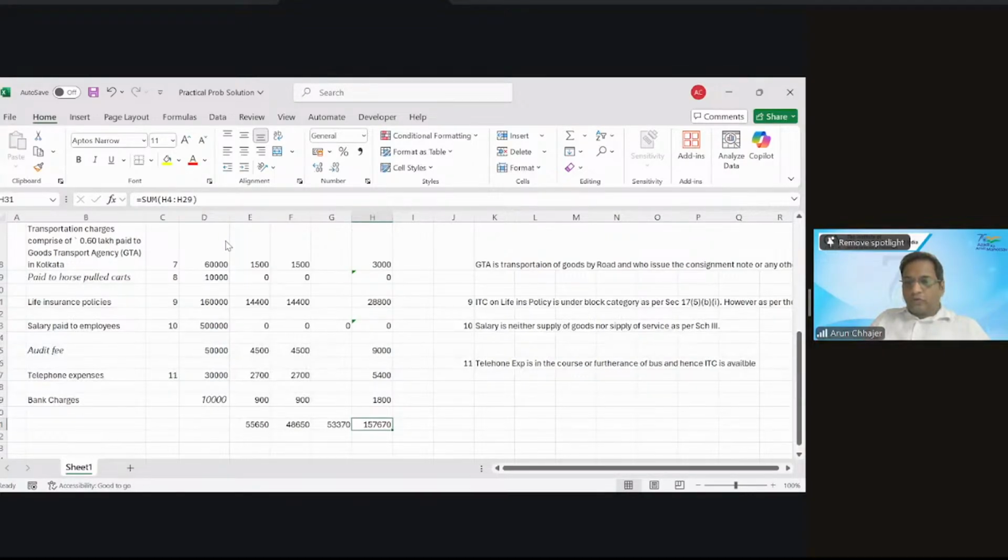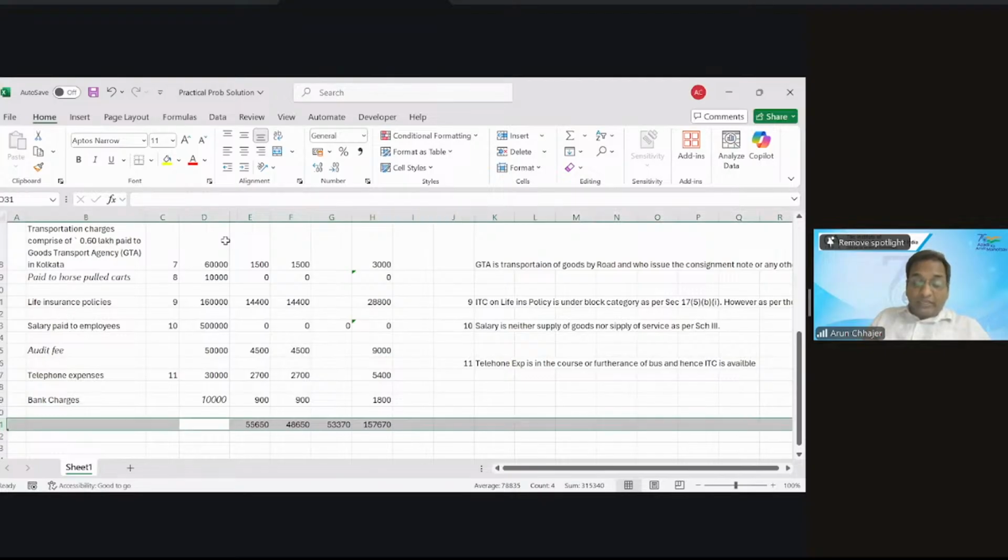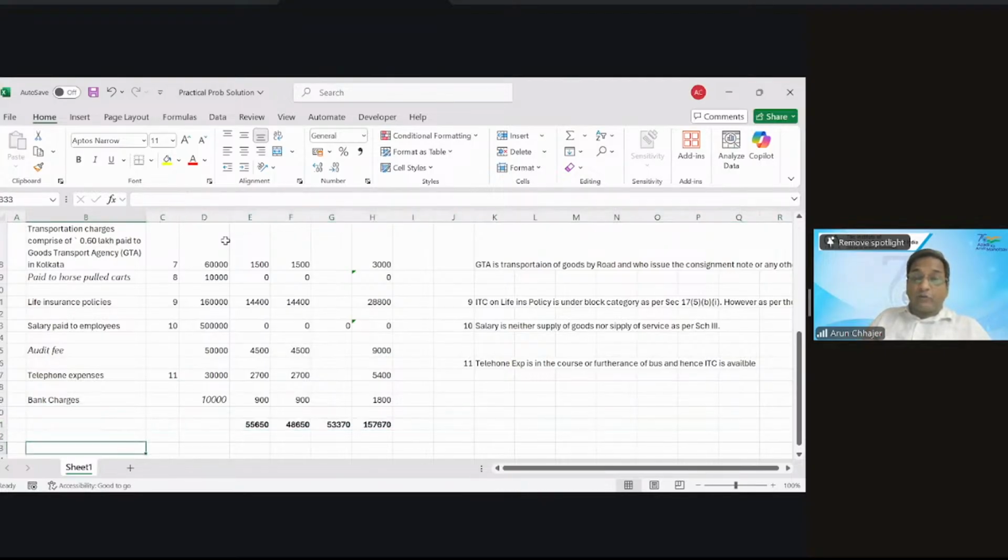So the answer as of now, not the final answer, is 55,650, 48,650 and 53,370. Total is 157. This is my total ITC available. Now we'll calculate the tax liability and then try to do the utilization. It will take another 10-15 minutes, so we'll take a break of 10 minutes and we'll resume.